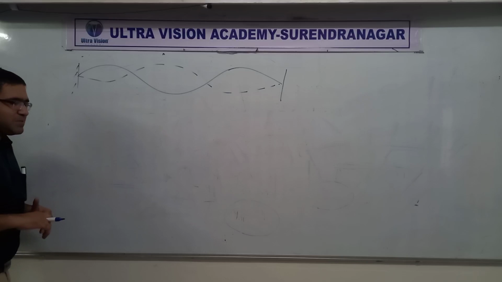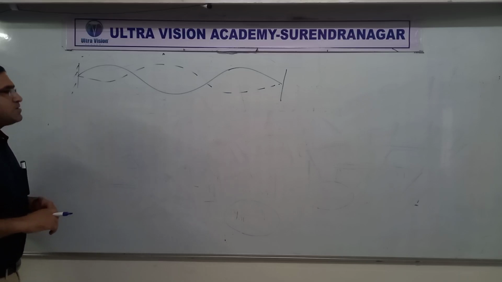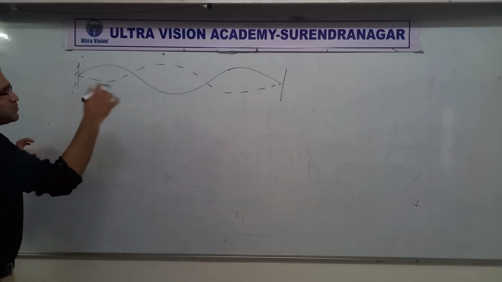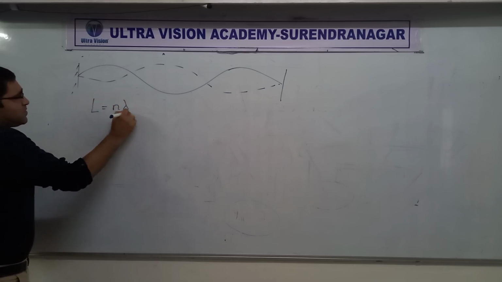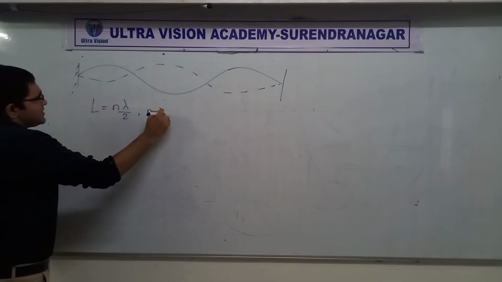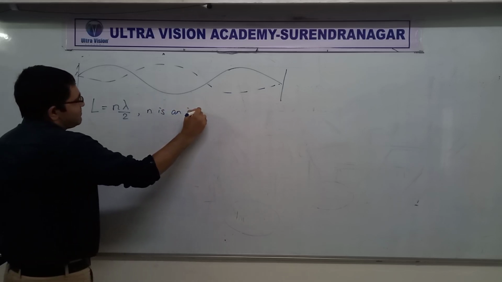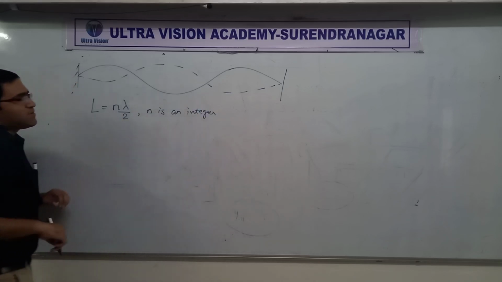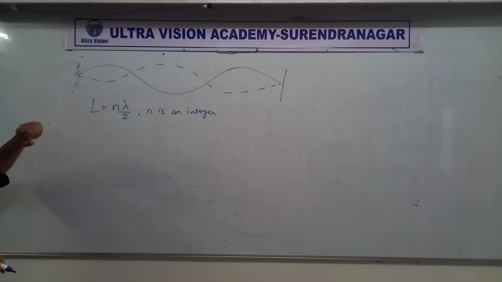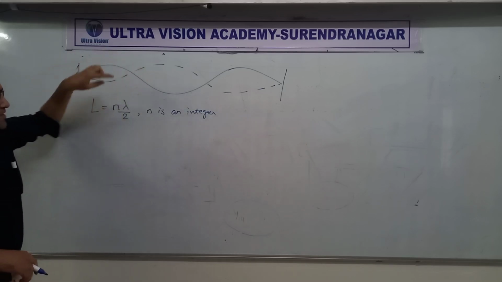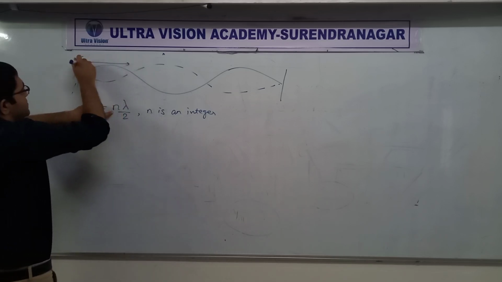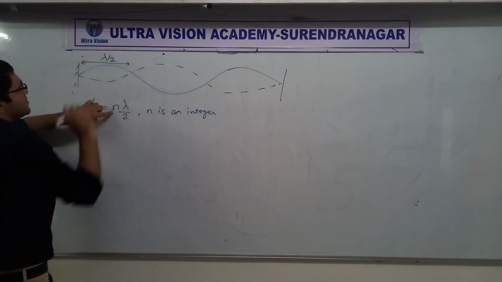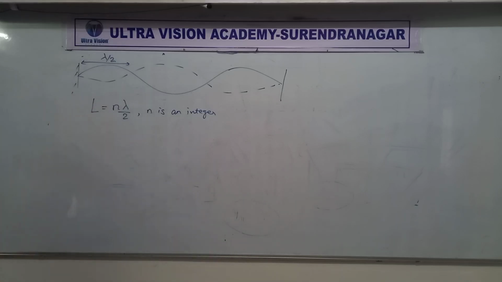So once again let me point out this fact that we can do this only in those cases when L becomes equal to n lambda by 2, where n is an integer. Okay, this is clear or not, everyone? Why so? There can be 1 loop, or 3 loops, or 2 loops, anything, an integer number of loops. Do you understand what I am saying?